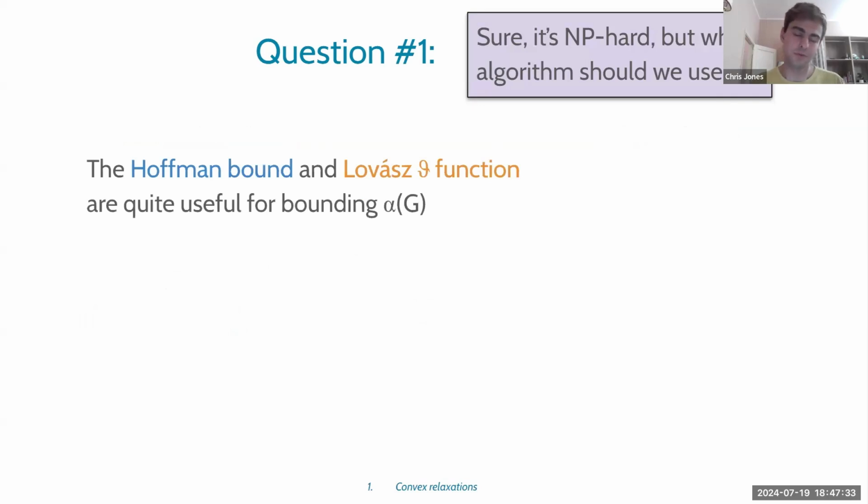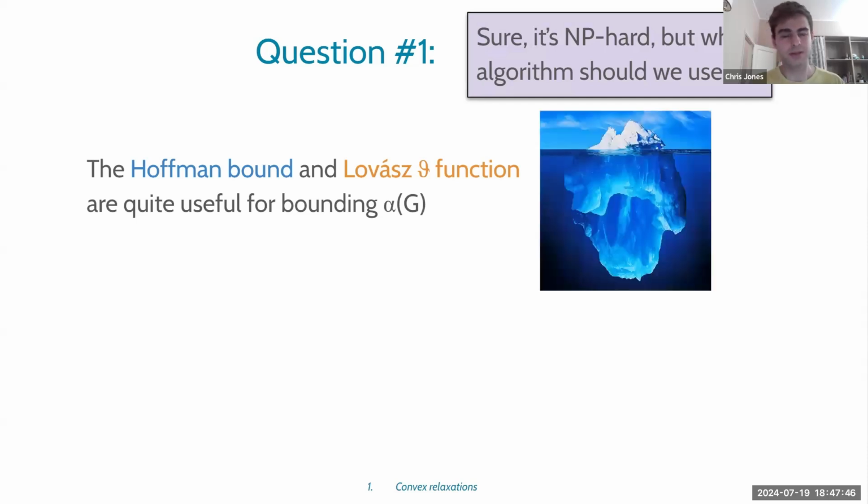Okay, so this Hoffman bound and this Lovasz theta function have actually been used in the past in a lot of applications for bounding the independence number of real graphs. But these are really just the tip of the iceberg when it comes to convex programming relaxations. There's this whole underwater world occupied by the sum of squares algorithm that I would like to explore.